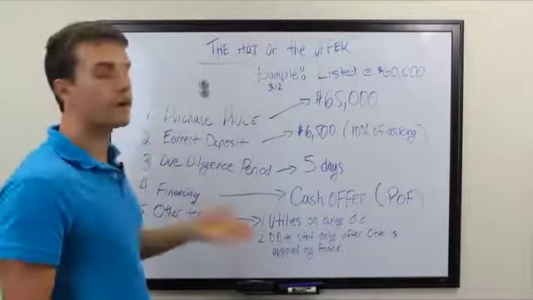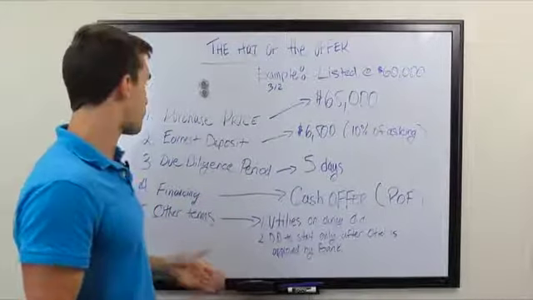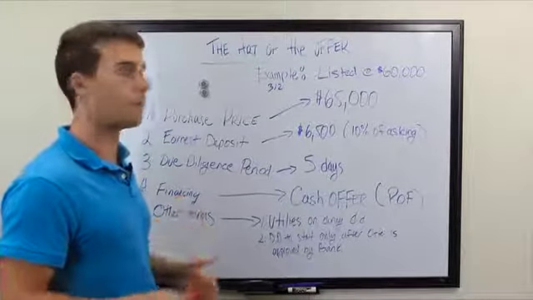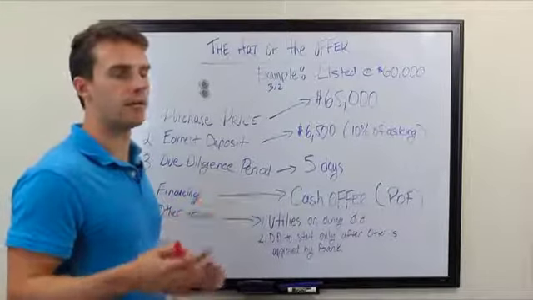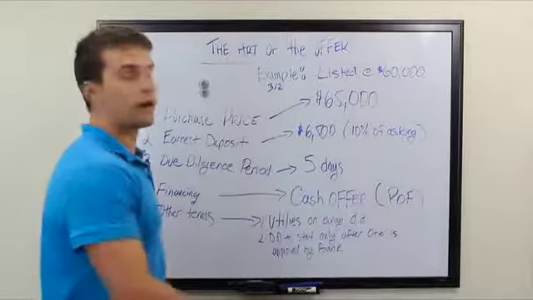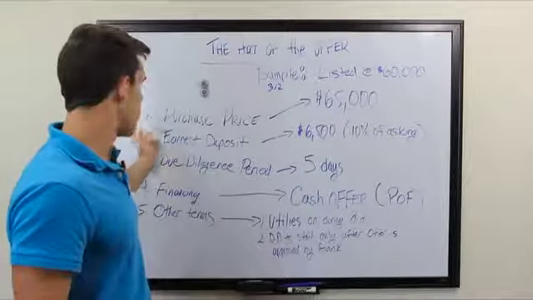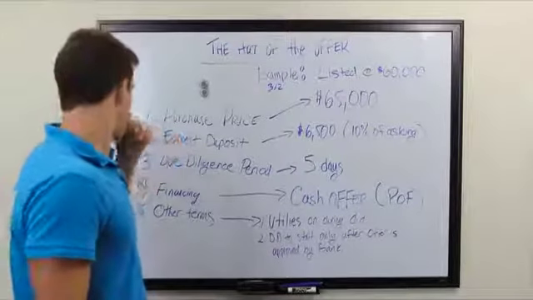Number two, earnest deposit. Any contract, to make it valid, needs some exchange of money. It could be $1, or ideally a minimum of $10, up to whatever you want. And that will make the contract valid.